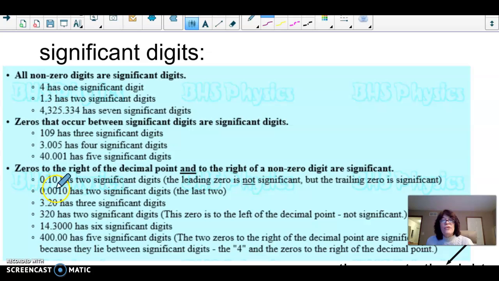These that are to the right of the decimal point are not to the right of a non-zero digit. It has to be, notice the word and, it's not or, it's and. So this one only has 2 significant digits. This one has 3.